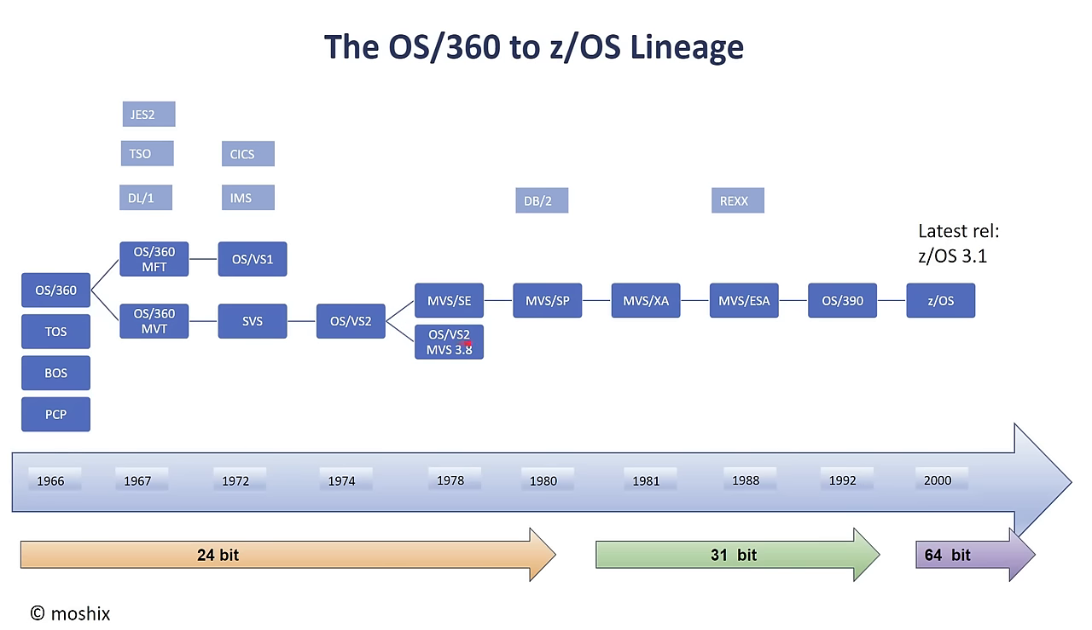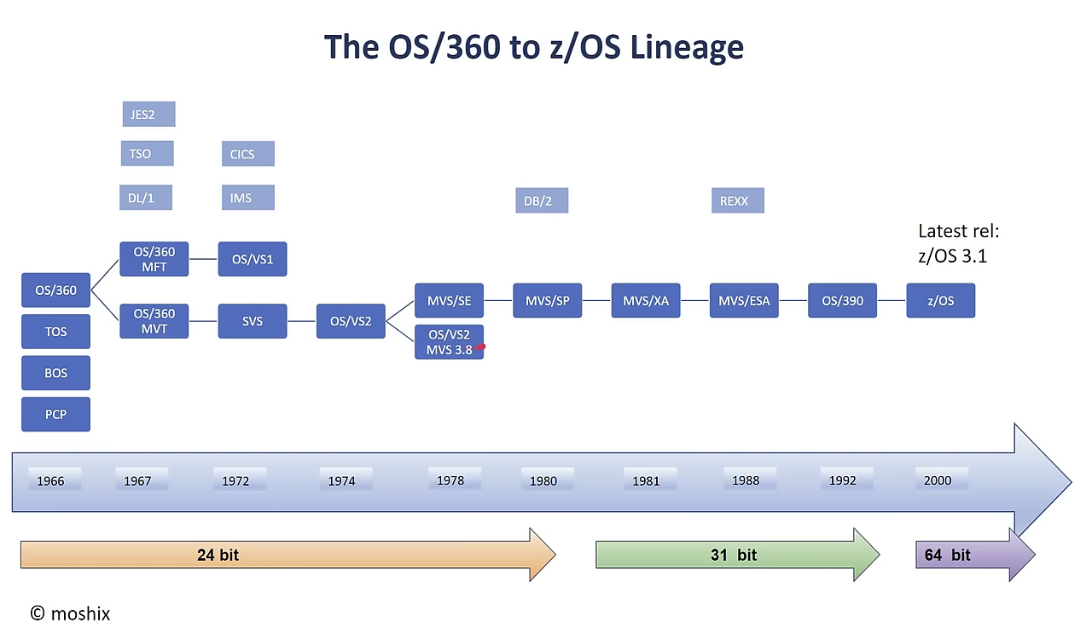And so MVS 3.8 is what we use today as part of the TK4 distribution that I've been showing extensively here in this channel, as well as the newer TK5 distribution, which I also showed on this channel. And OS VS2, MVS 3.8, that's the full name of the operating system. These were also called, technically, OS VS2 MVS/SE, for system extension.